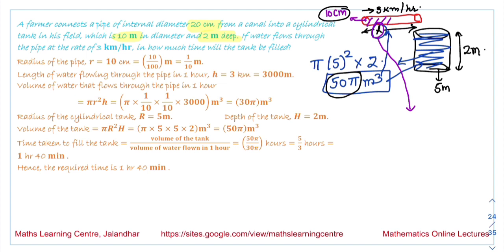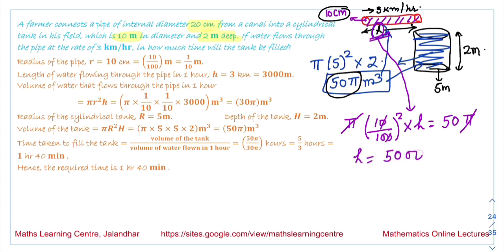So the volume of this pipe, if the length of this pipe is h, is pi. We are talking about all the quantities in meters, so it is (10 by 100) square into h, that is equal to 50 pi. So pi gets cancelled and the value of h that we get is 5000 meters. The length we require is 5000 meters, that is equal to 5 kilometer. We require the length of the pipe to be 5 kilometer.